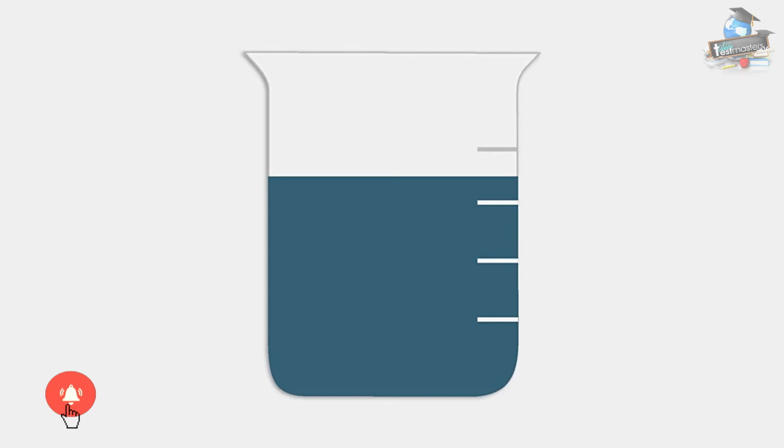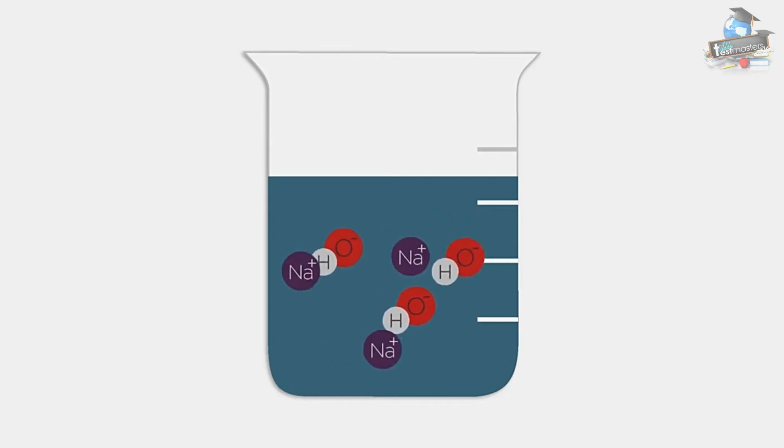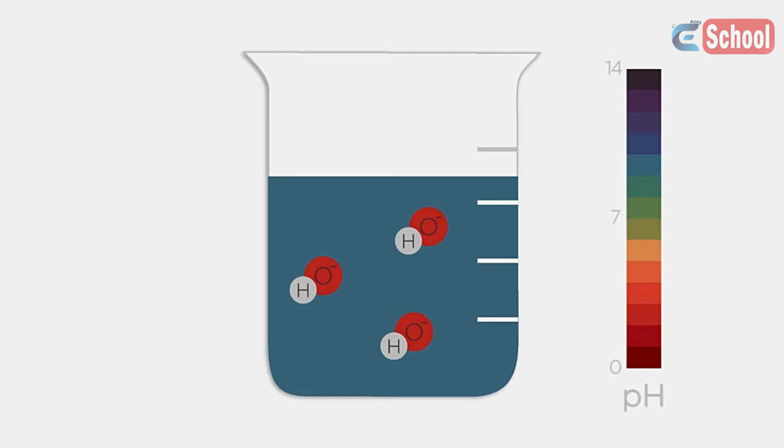Imagine a beaker containing water and some sodium hydroxide. Now when a base dissolves in water, its cations and anions dissociate, that is, they're free to move about in the solution. The concentration of hydroxide ions in the solution is one way of telling how basic that solution is. So the higher the concentration of OH-, the higher the pH.